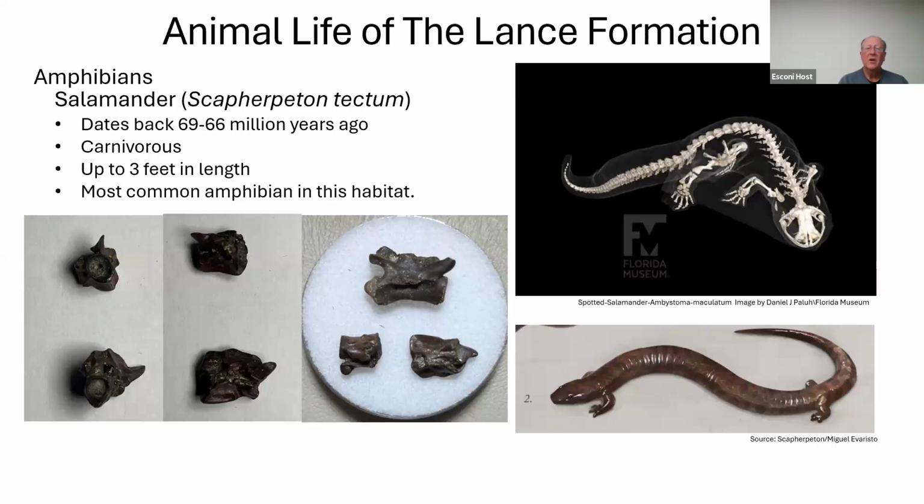Salamanders are carnivorous, and like today, some of them can reach 3 feet in length. They are the most common amphibians in that habitat at that time. Their bones have very many parts to them.